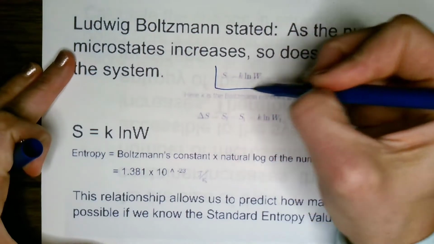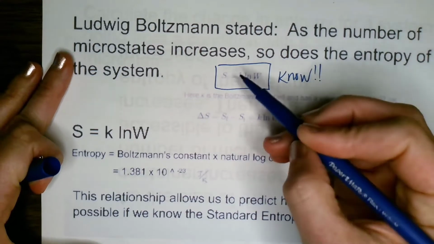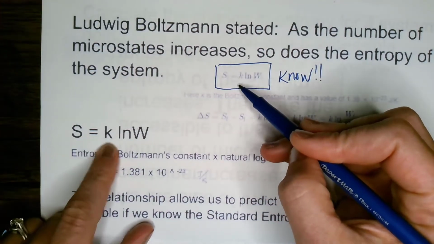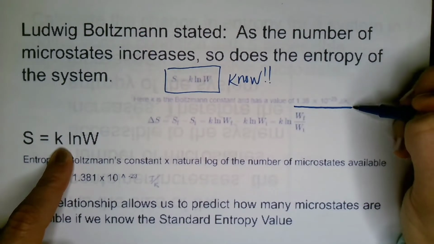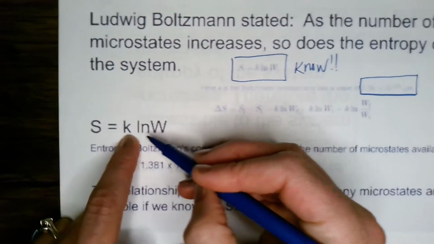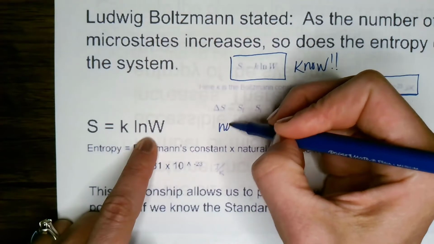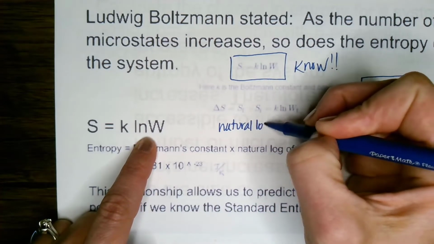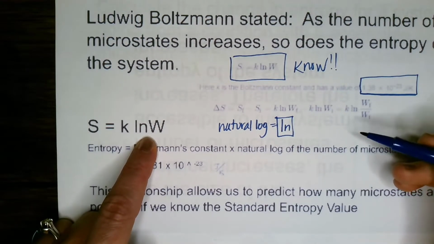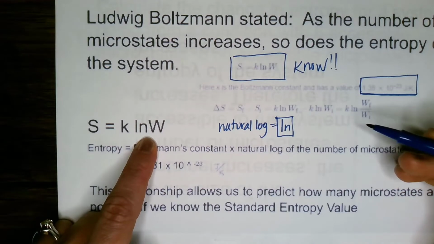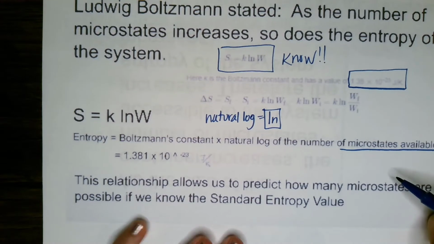Ludwig Boltzmann said that as the number of microstates increases, so does the entropy of the system. So write this equation down and know it. The entropy of a system is equal to Boltzmann's constant, which is 1.38 times 10 to the negative 23rd joules per Kelvin, times the natural log, ln on your calculator key, of W. And W stands for the number of microstates available.